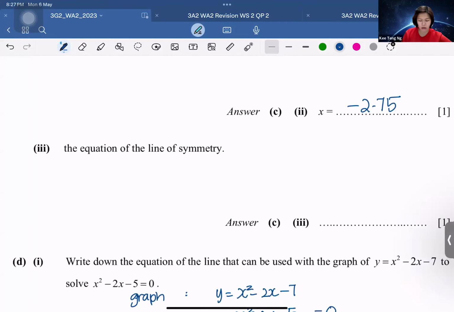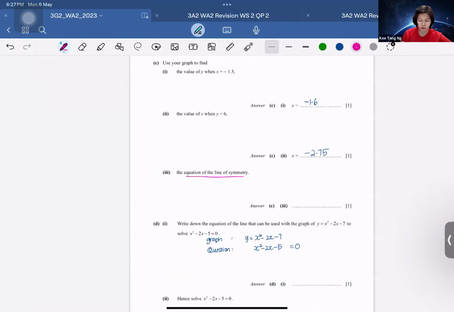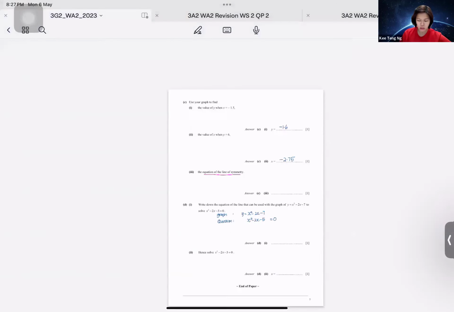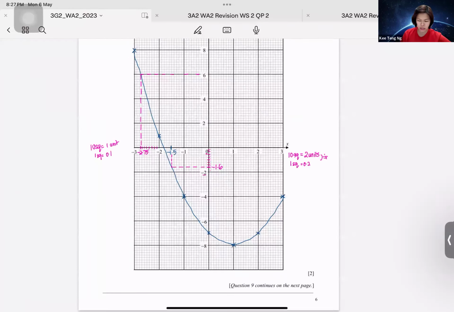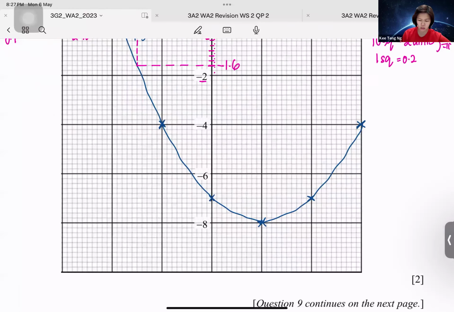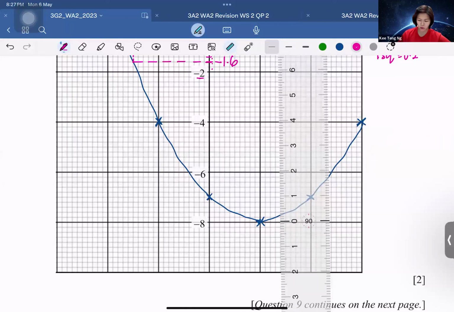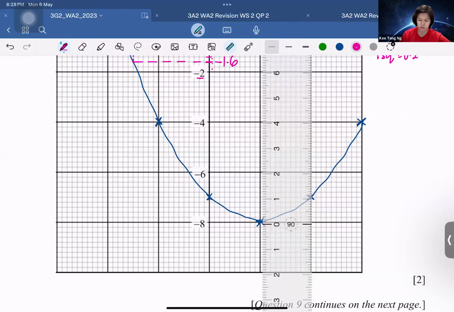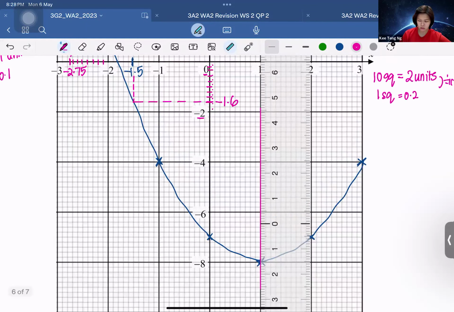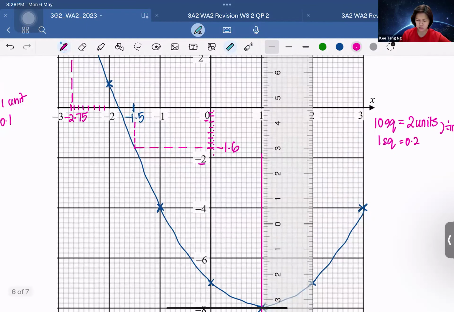Next one, write down the equation of the line of symmetry. Have we found the line of symmetry just now? Where is the line of symmetry? The line of symmetry passes through the middle point, right? So here, this is my line of symmetry, isn't it? So I have this. Oops, don't draw nearer. And I get my answer over here. X equals what number?